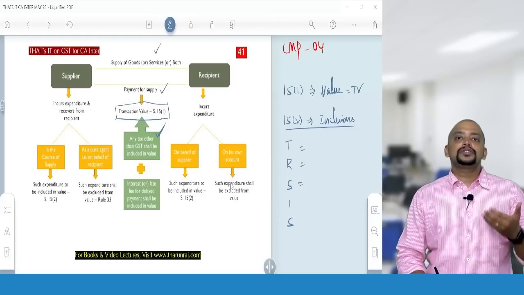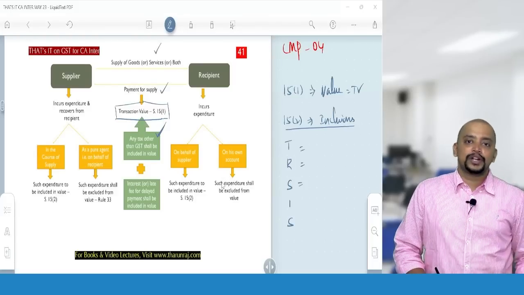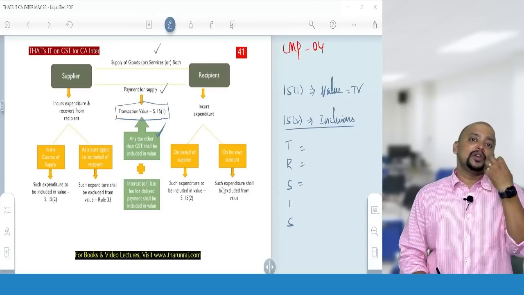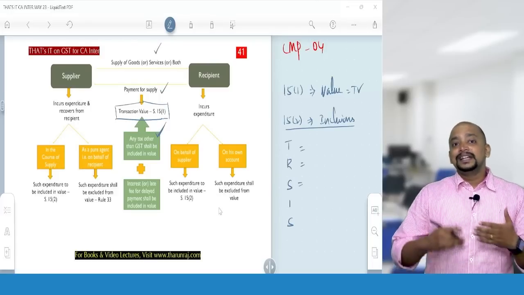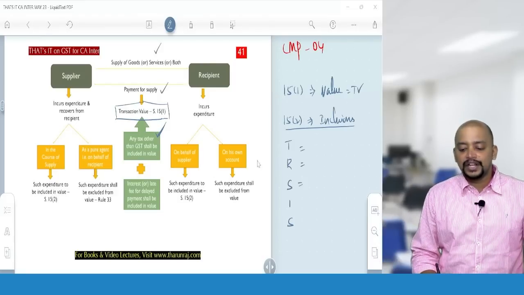For example, we need to deliver the goods at our factory gate and the recipient has to take care of the transportation. Now when the recipient incurs the transportation, that will definitely not be included, because it is expenditure incurred by the recipient on his own account, so that will not be included in the value.